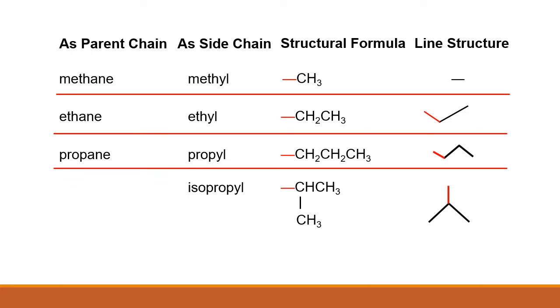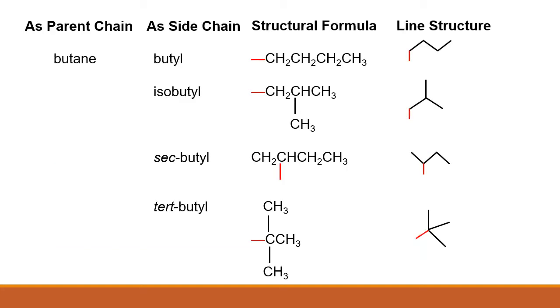Note that propane has 2 versions of its alkyl group, propyl and isopropyl. These 2 forms differ in how the carbons are bonded to each other. They are also named differently. Here we have butane and its 4 forms of alkyl groups. These forms also differ in the way the carbon atoms are arranged together. Although the molecular formula of these 4 forms are the same, their arrangements are different.